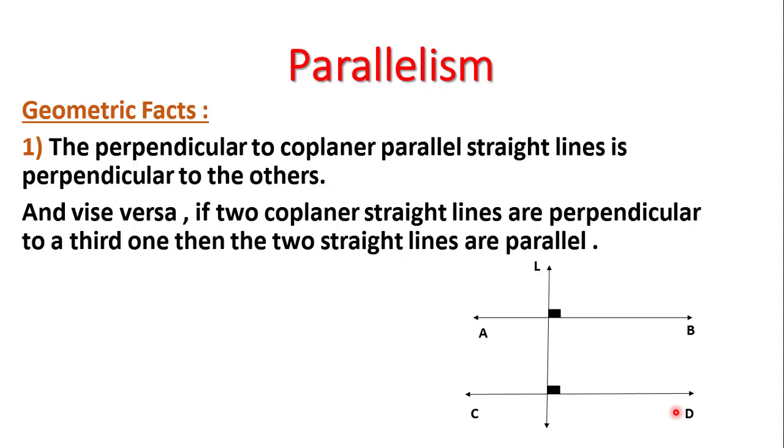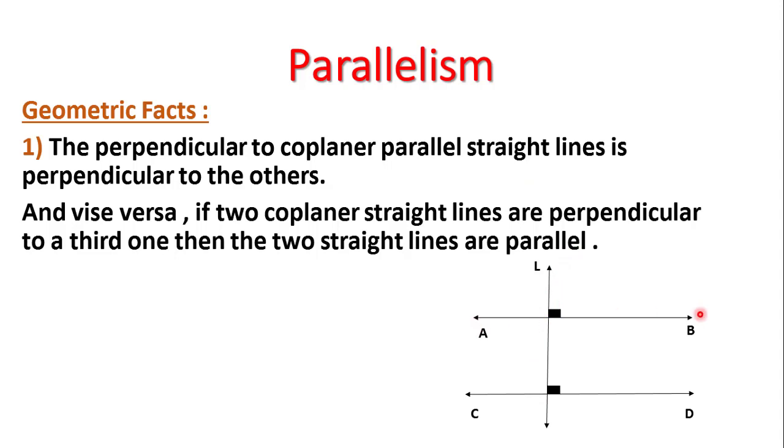It means that if we have a straight line L, for example, this straight line is perpendicular to a straight line AB. Then this straight line will be perpendicular to any other line parallel to AB. Again, if we have a straight line L perpendicular to a straight line AB, in this case, this line L will be perpendicular to any other straight line parallel to AB.